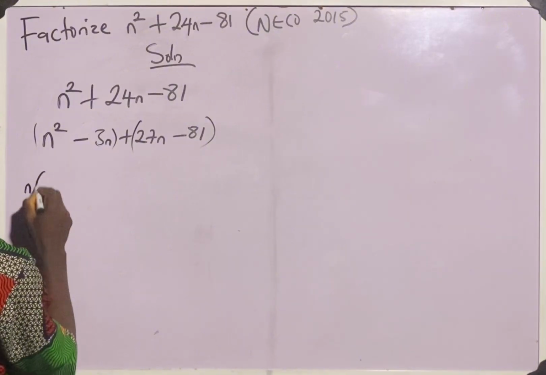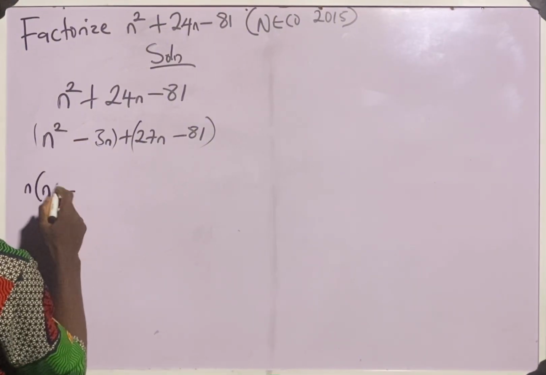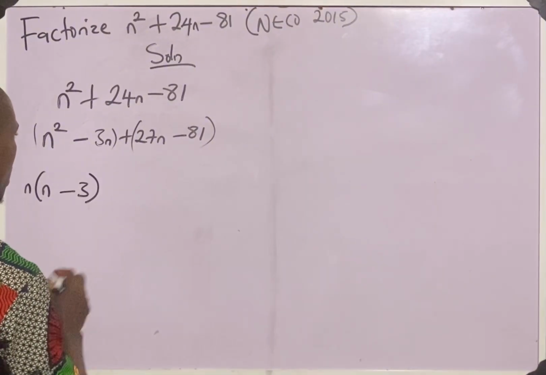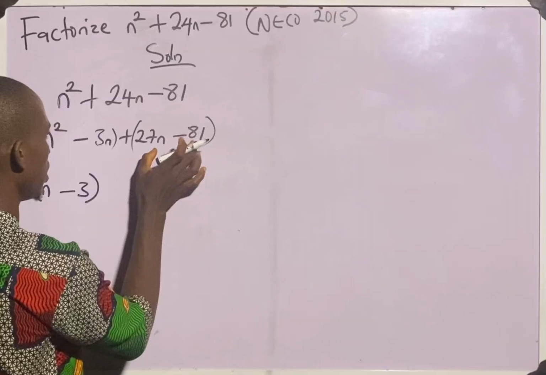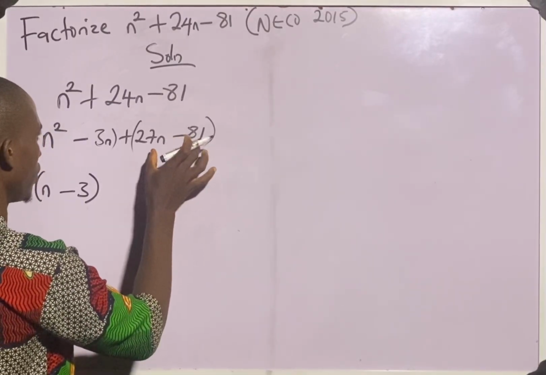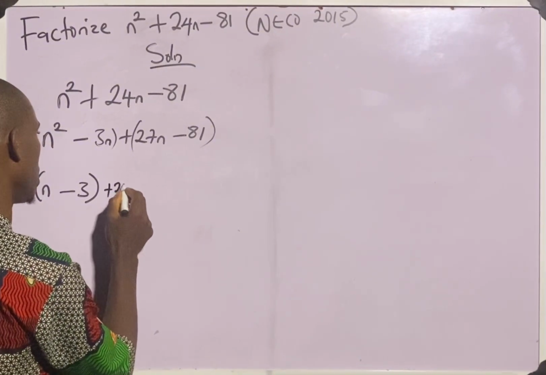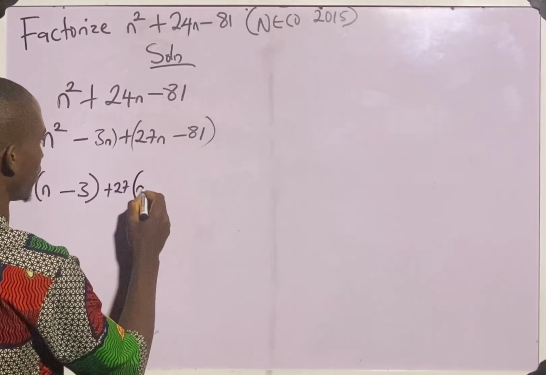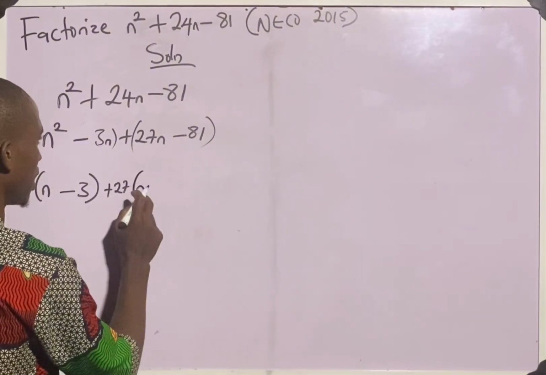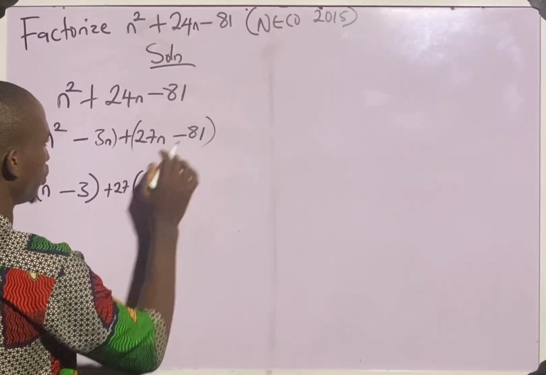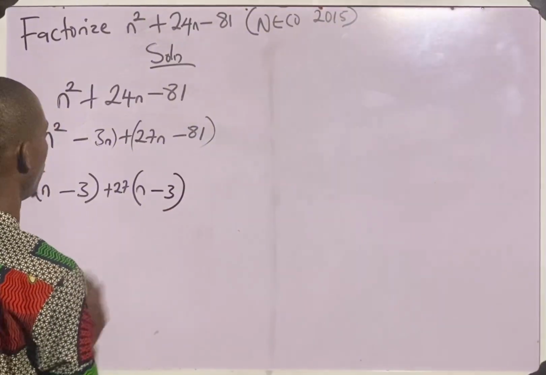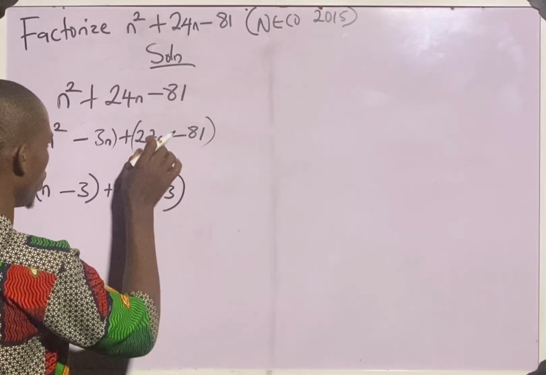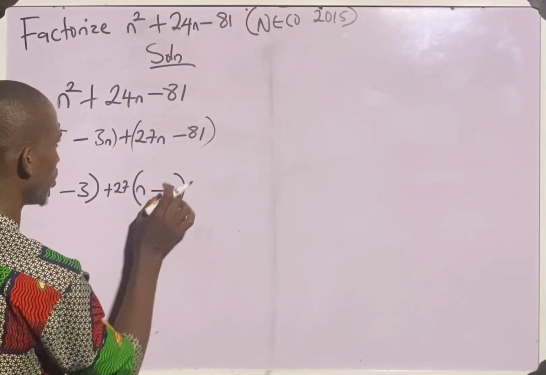So we have n bracket, n bracket. n times n will give us n squared. Then n times what will give us minus 3n? n times minus 3 will give us minus 3n. Then for the other part, what can we bring out that, when multiplied, gives us these two terms? It is 27, because 27 times n will give us 27n, and 27 times minus 3 will give us minus 81. That we now have n minus 3 and n plus 27.